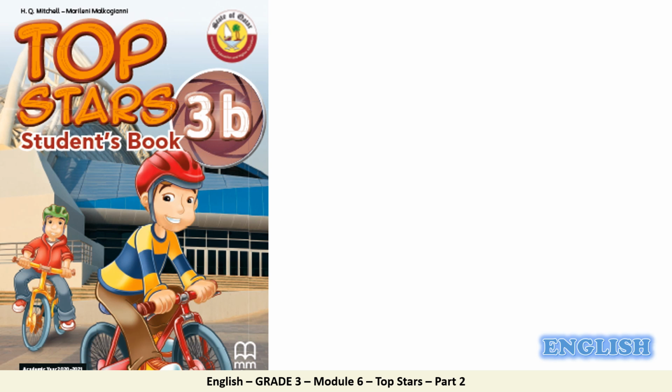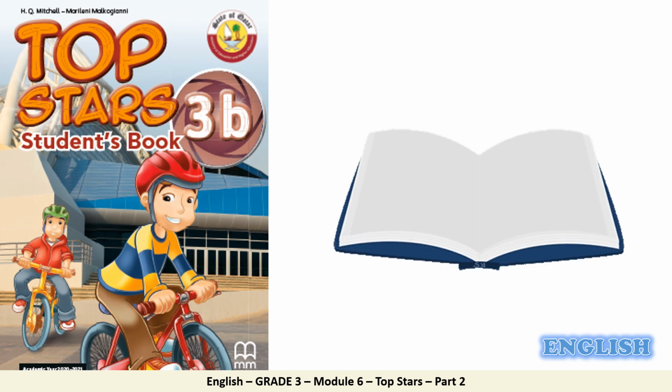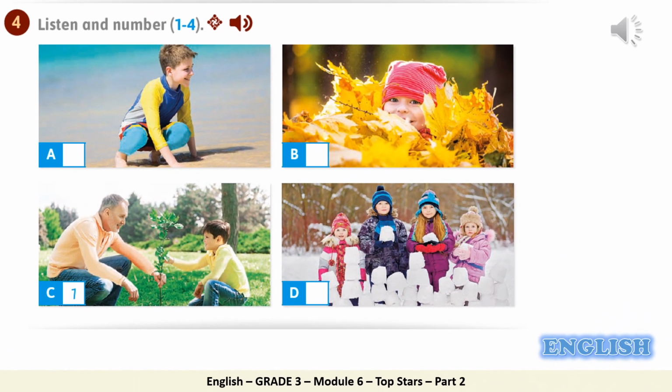Let's practice some more. We will now open our student's book, page number 73, to complete activity number 4. This is a listening activity. In this exercise, we have to listen to the recording, look at the pictures, and then number them correctly from 1 to 4. The first one is solved for you. Are you ready? Let's listen to the recording together.